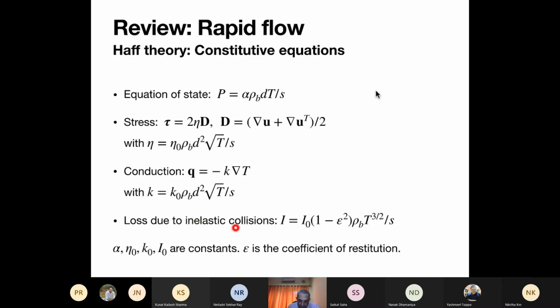And then there is loss due to inelastic collisions. In our notes, we are calling this IE to make it different from the inertial number. So this is the loss due to inelastic collisions, and you can see that this is just given by this. Again, here S is the spacing, epsilon here is the coefficient of restitution. So with all these equations, you can actually start trying to solve problems.